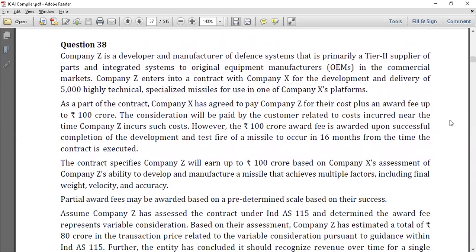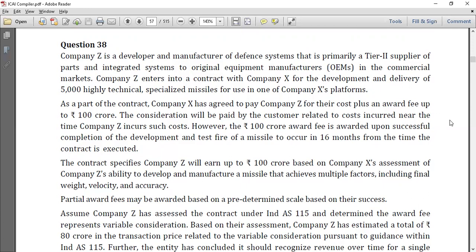Next, the 38th question is like this: Company Z is a developer and manufacturer of defense systems. It is primarily a tier 2 supplier of parts and integrated systems to OEMs in the commercial market, meaning original equipment manufacturers. Company Z is supplying to them.